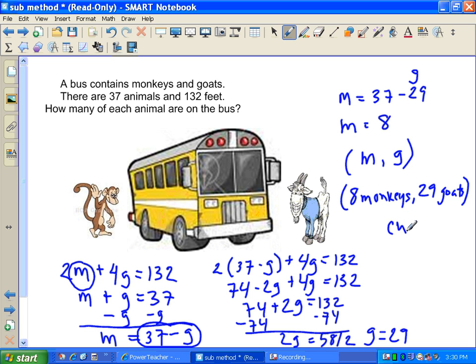Still need to do a quick check. Looks like we're going to have 2 times 8 is that, plus 4 times 29 equal to 132. That's 16 plus 4 times 29 is 116. That is definitely 132.